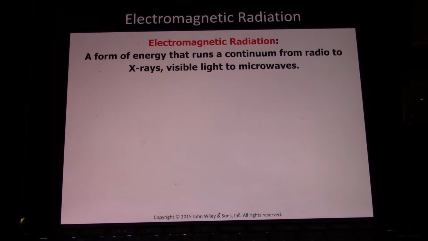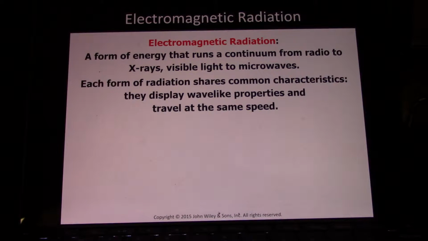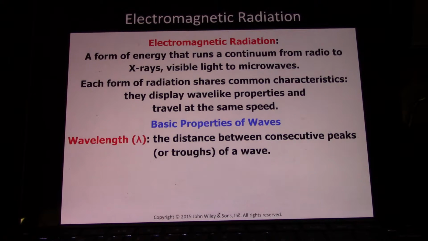This is a form of energy that is light energy. It runs down a continuum from gamma rays to X-rays to ultraviolet to visible light to infrared to microwaves to radio waves. Each form of radiation shares common characteristics. They display wave-like properties and travel at the same speed, the speed of light, in a vacuum.